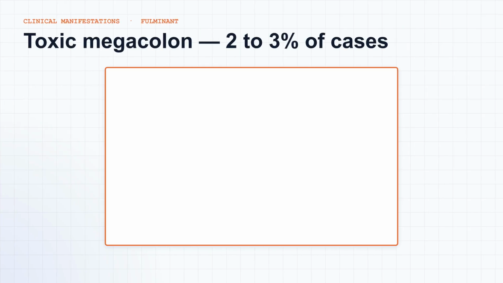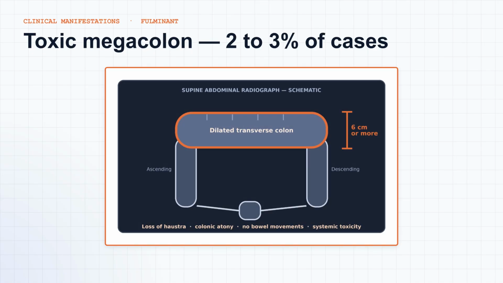At the severe end sits fulminant colitis. It occurs in roughly 2 to 3% of cases, and it is the one you cannot miss. Look at the schematic. The transverse colon is markedly dilated. The haustral markings are lost, and the caliper marks the threshold, a colonic diameter of 6 centimeters or more on a plain film. Add colonic atony, meaning bowel movements cease, plus systemic toxicity, and that is toxic megacolon. Here is the trap. A patient whose diarrhea suddenly stops is not getting better.